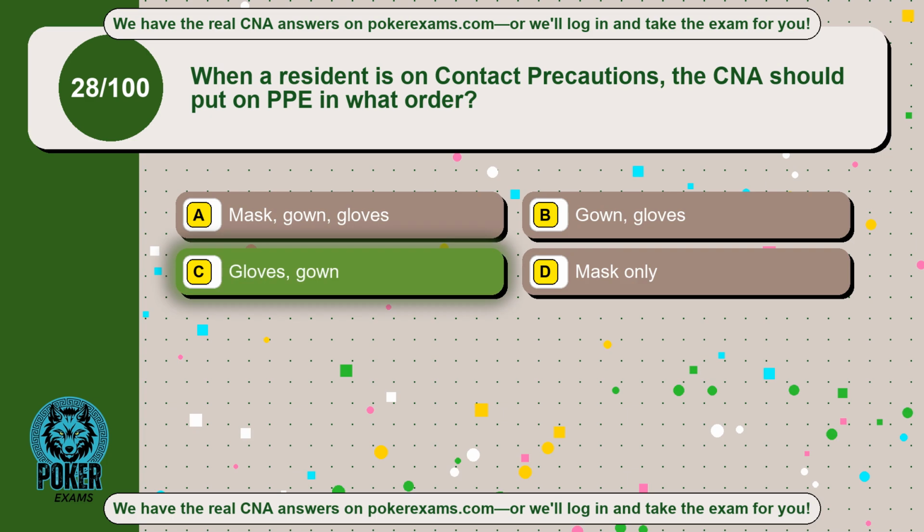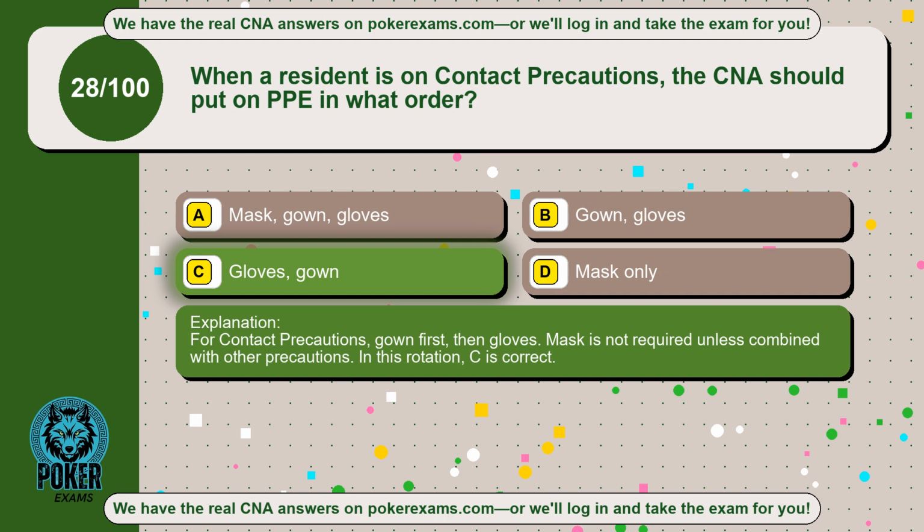The correct answer is option C. Gloves, gown. For contact precautions, gown first, then gloves. Mask is not required unless combined with other precautions. In this rotation, C is correct.